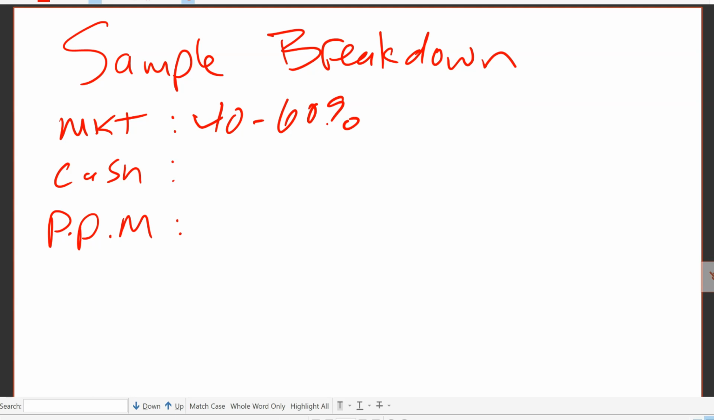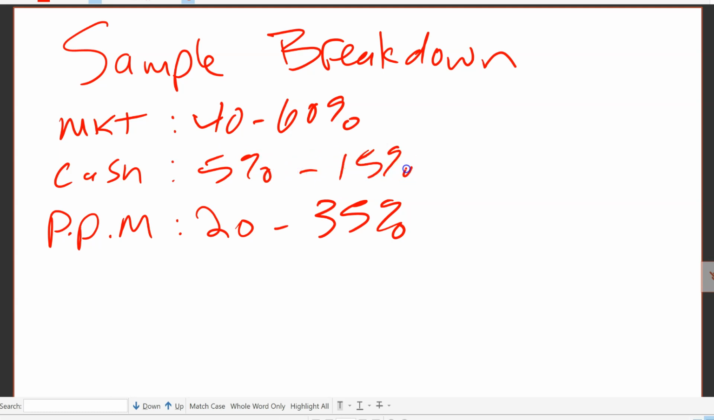At the same time, they'll end up with somewhere between 20 to 35% of their money in some form of principal protected market account or principal protected money. So that could be cash value life insurance, that could be CDs, that could be fixed interest accounts, it could be an annuity, and then at the same time, they have some bucket of cash there that's available. It could be as low as 5% of their money up to maybe 15% of their money.